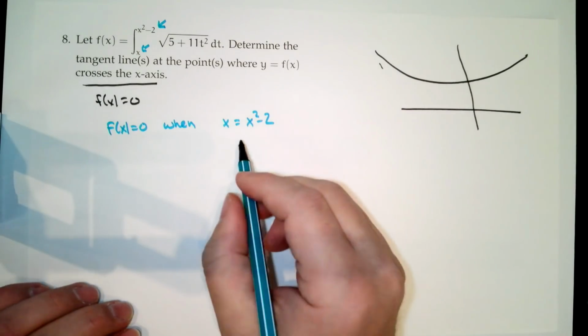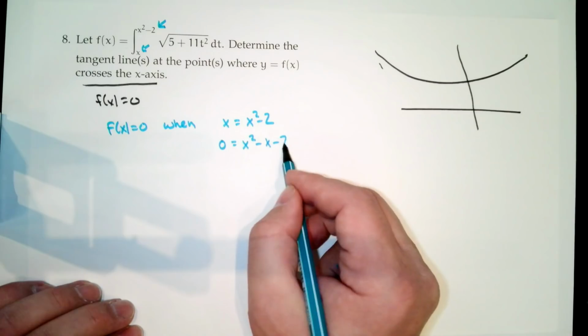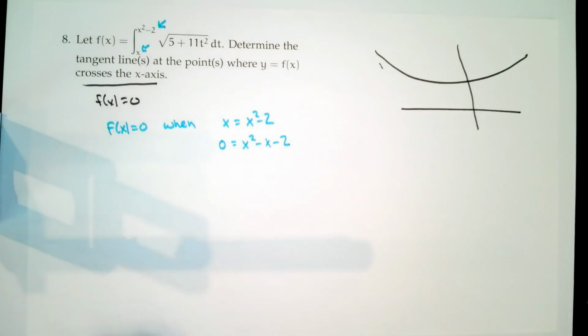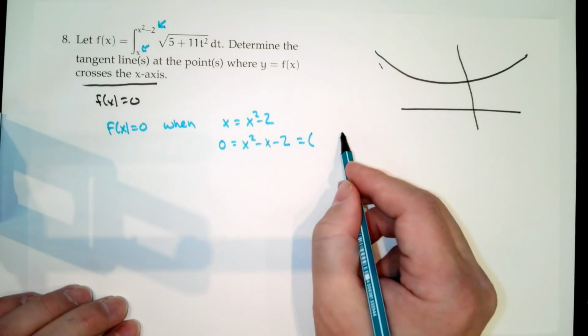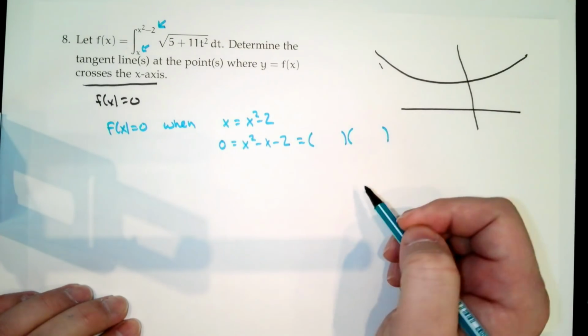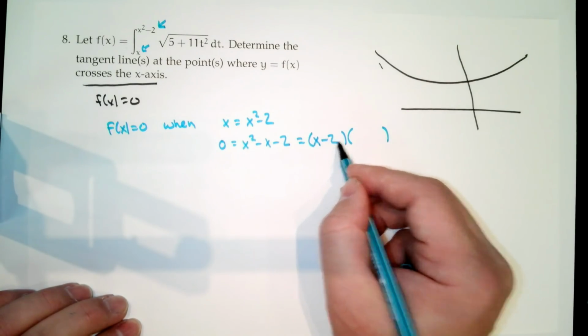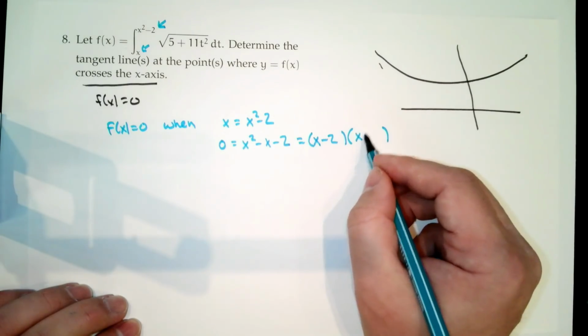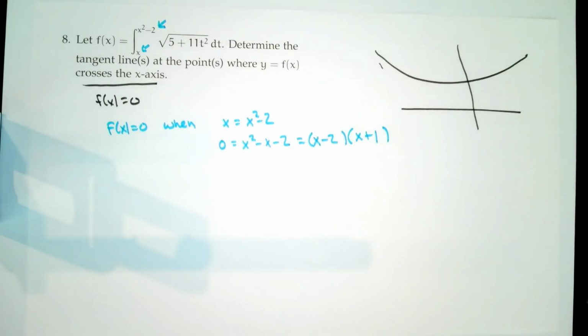Well, so that says that 0 equals x squared minus x minus 2. Based on our discussion a moment ago, what should be true? It should factor. So does this factor, and how does it factor? x minus 2 and x plus 1. So which two values of x do I care about? 2 and negative 1.